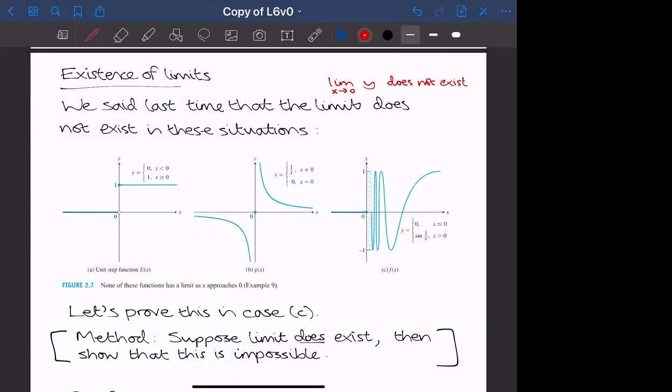Okay, so let's prove that the limit does not exist in case C. And the method to prove that something does not exist is often to assume that it does exist, because that gives you some information to work with, and then prove that that's actually impossible. So suppose the limit does exist, then show this is impossible.